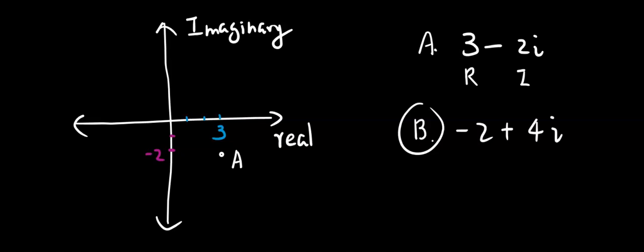Alright, I assume that you found that negative 2 is here, negative 1, negative 2. And then it's a positive 4i, you go to 1, 2, 3, 4. Therefore, we can plot a point right here. We call it B.